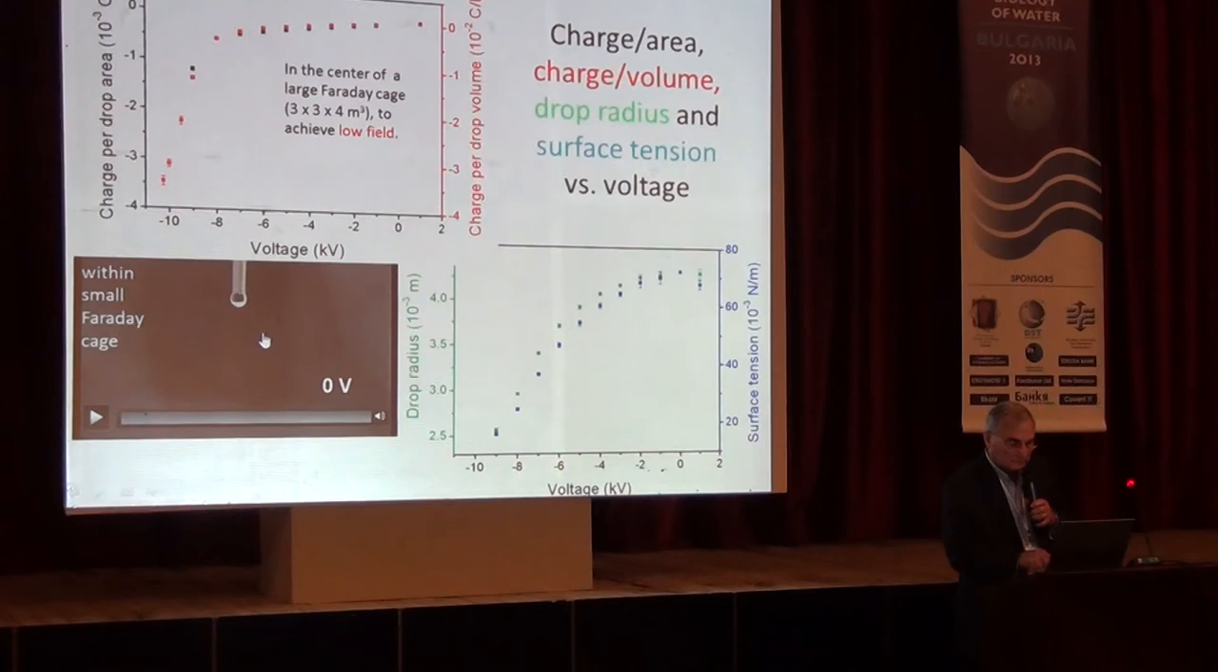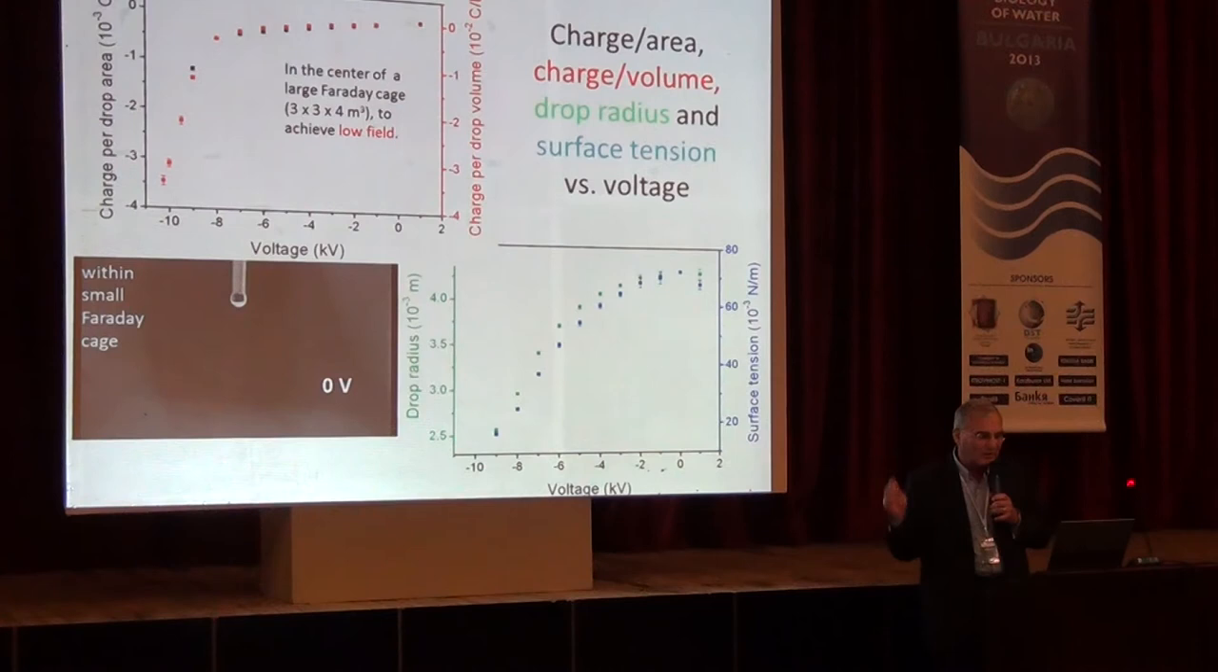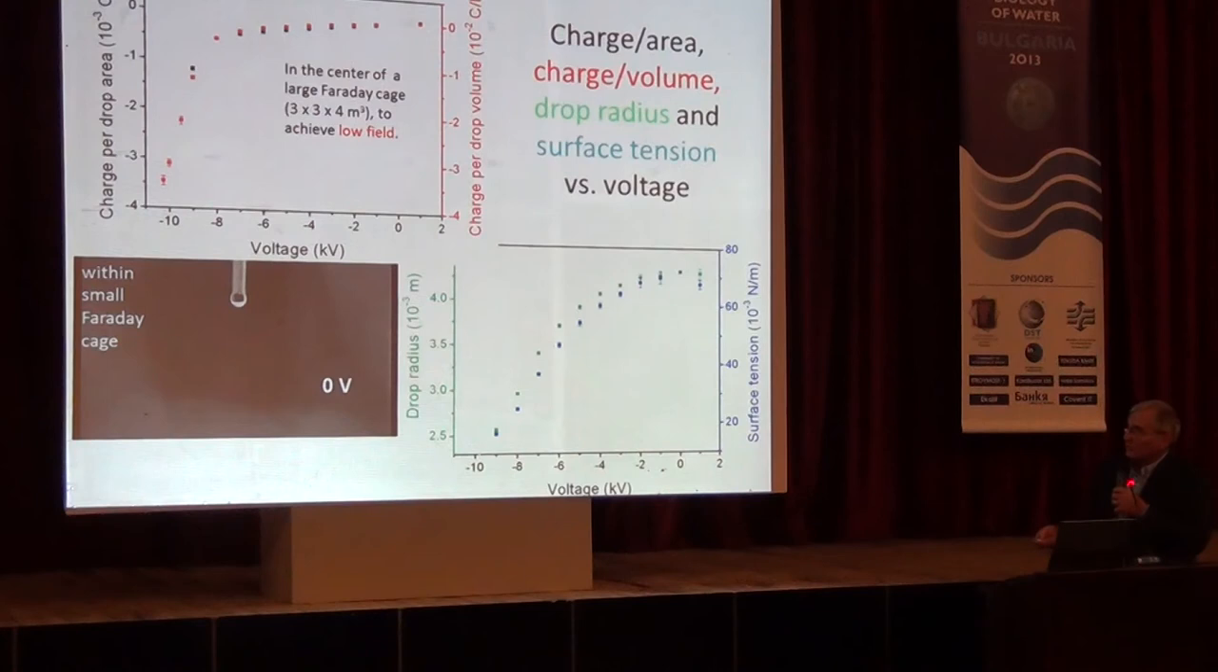Oh, sorry, I had to change the computer, the movie will not go. But what this movie shows is how the drop shape changes with the potential applied. We start with drops, they get elongated, and at 7000 volts, we have a stream of water, no further drops.